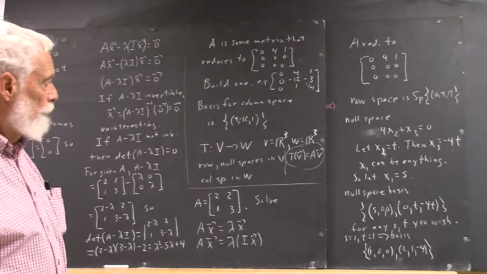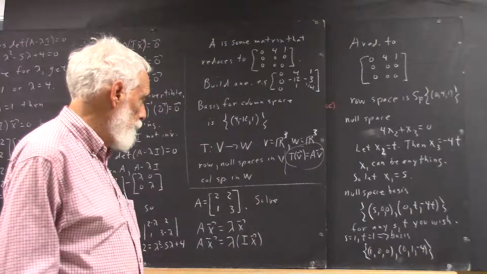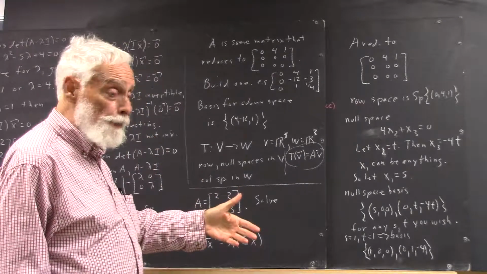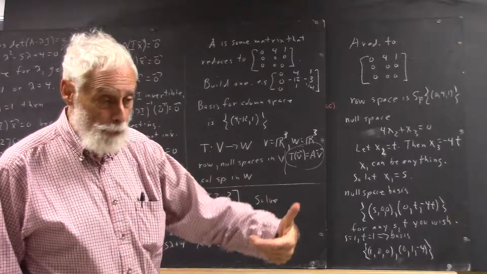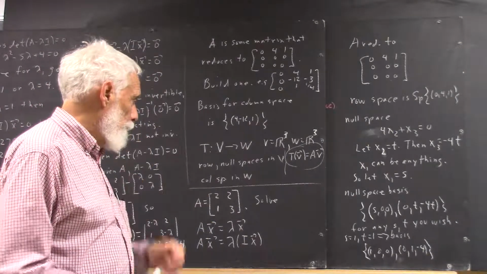Then, of course, you've seen videos depicting how this works out. Now, there are problems you're asked to do with this, okay? Pick a vector in the row space and see where it goes in the column space and get an idea of how the transformation works.